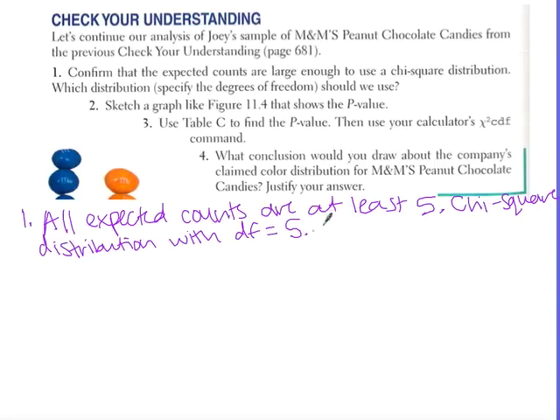The reason we use 5 is because we had blue, green, yellow, orange, red, and brown. So we had 6 colors. But remember, to get degrees of freedom, you're going to say 6 minus 1 to get 5.